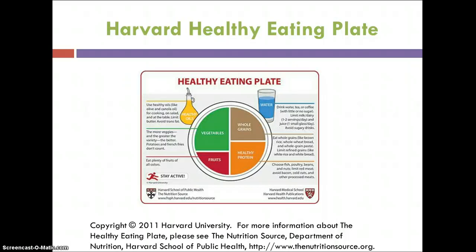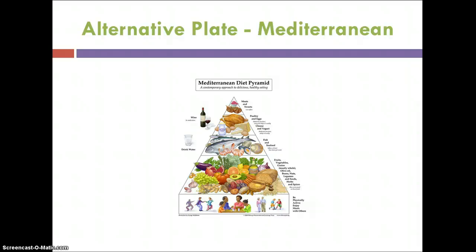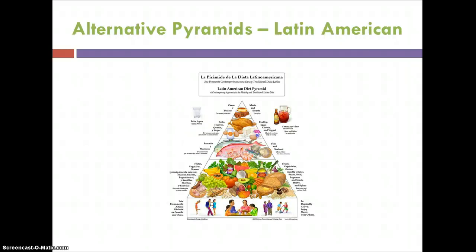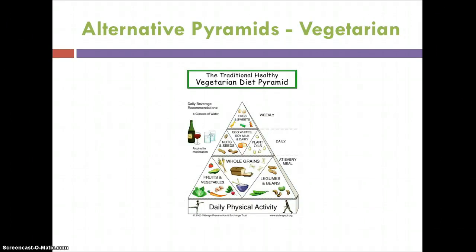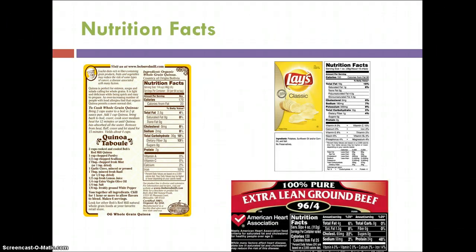The Harvard School of Public Health has a version of the plate where they explain it a little further. The Mediterranean Food Guide Pyramid is one of my favorites because look at all those fruits and vegetables, seafood, and at the top is red meat. And don't forget a glass of red wine once in a while. There are other pyramids, the Latin American pyramid, Asian pyramid. They all kind of get at the same thing. You can see that a healthy diet's pretty clear.